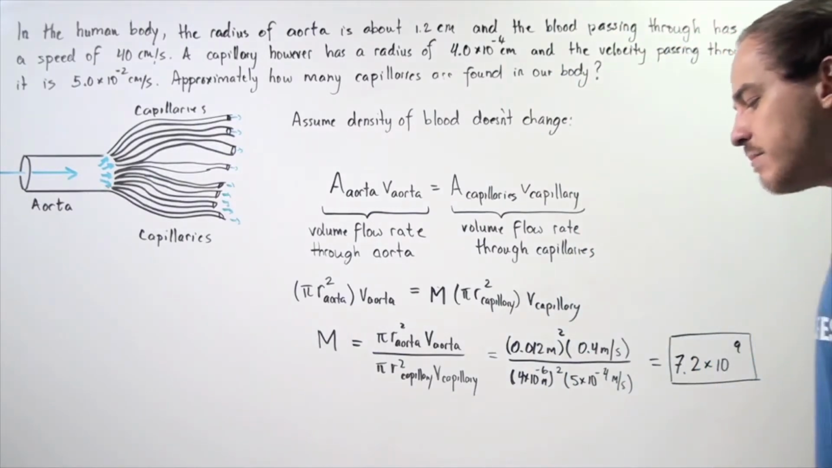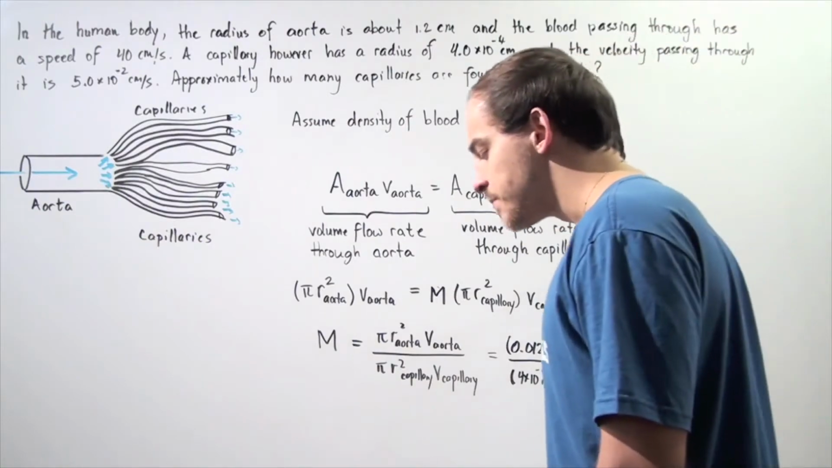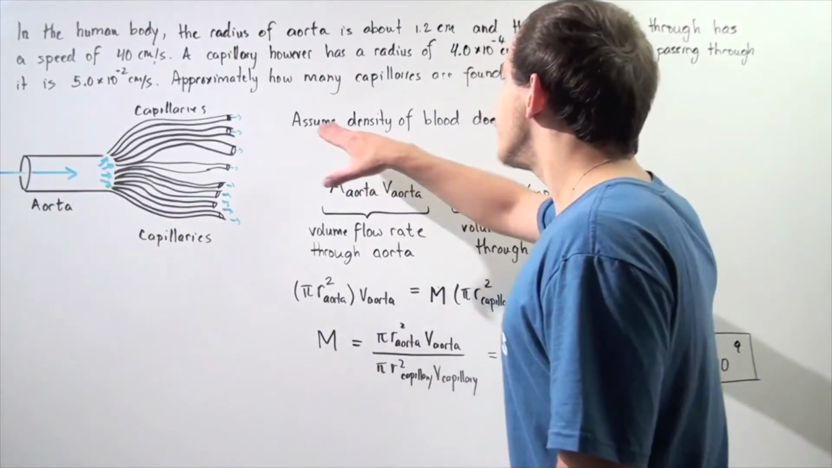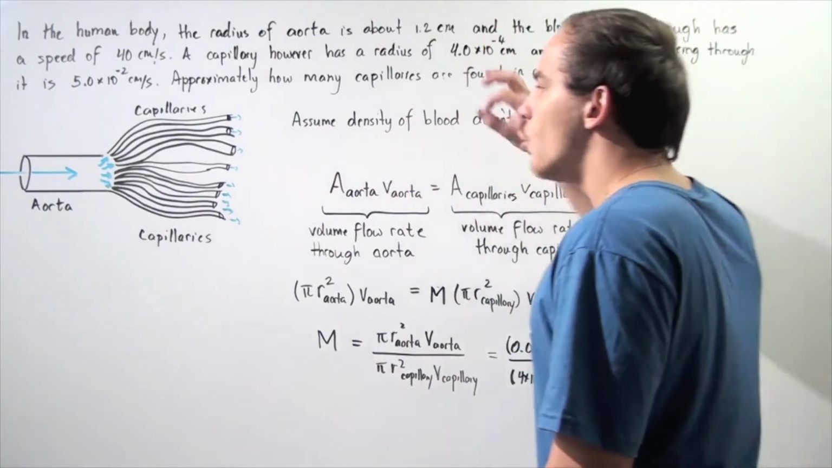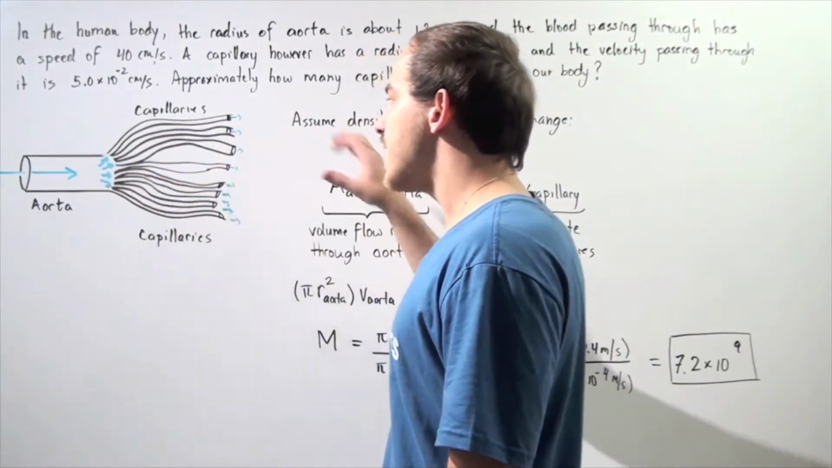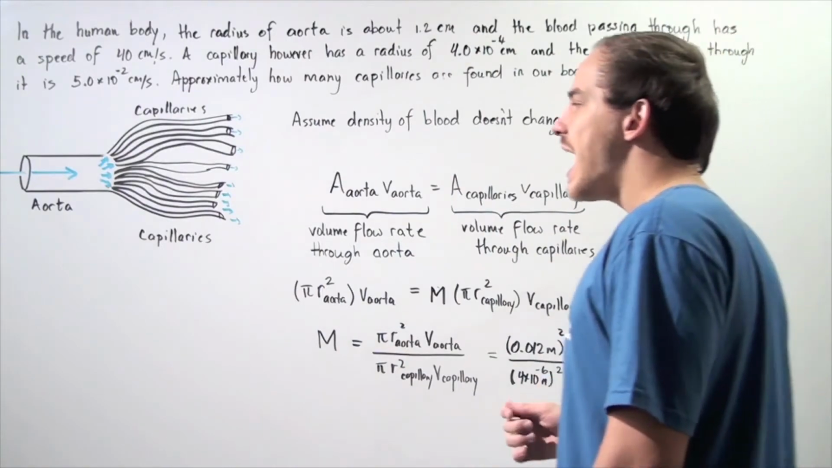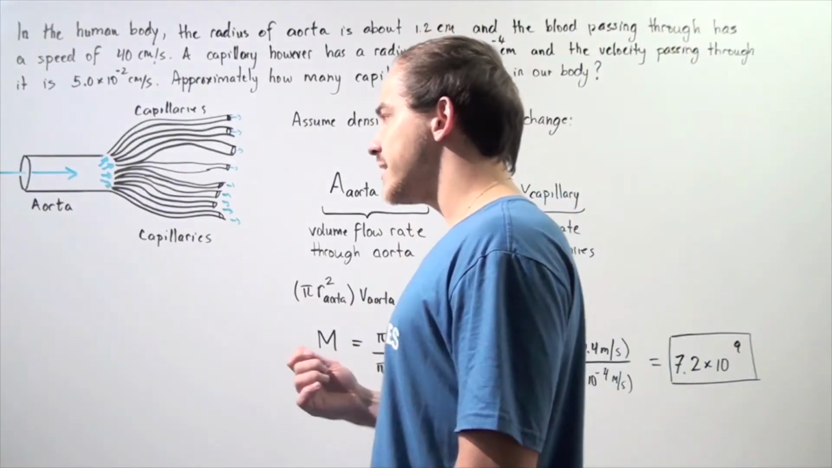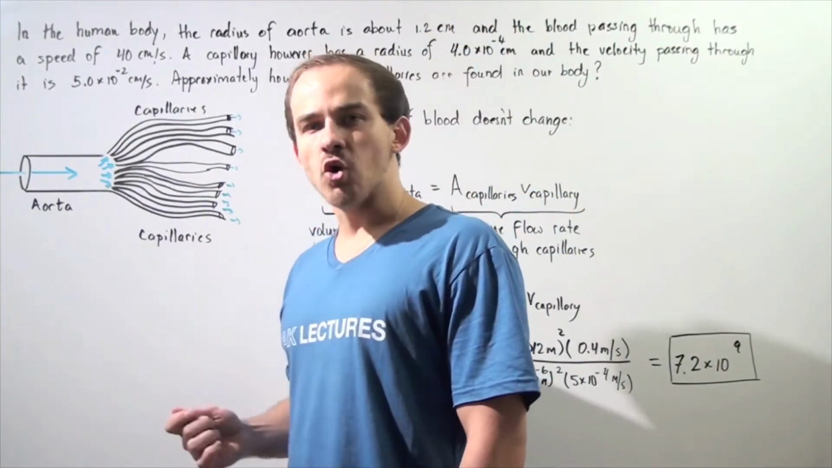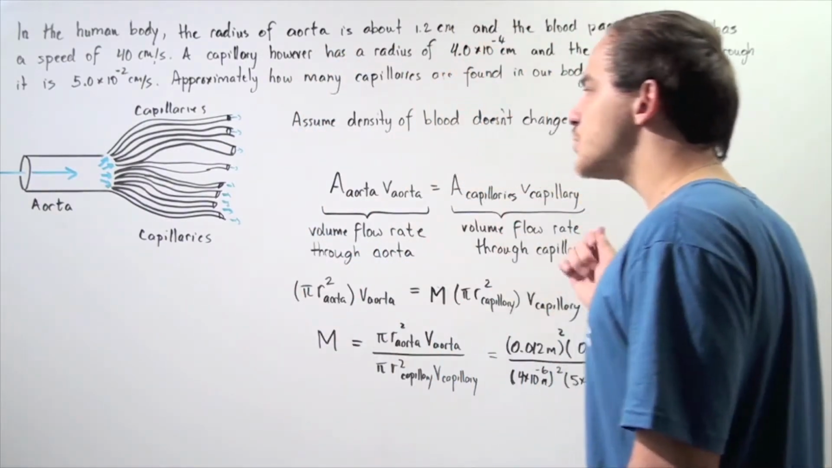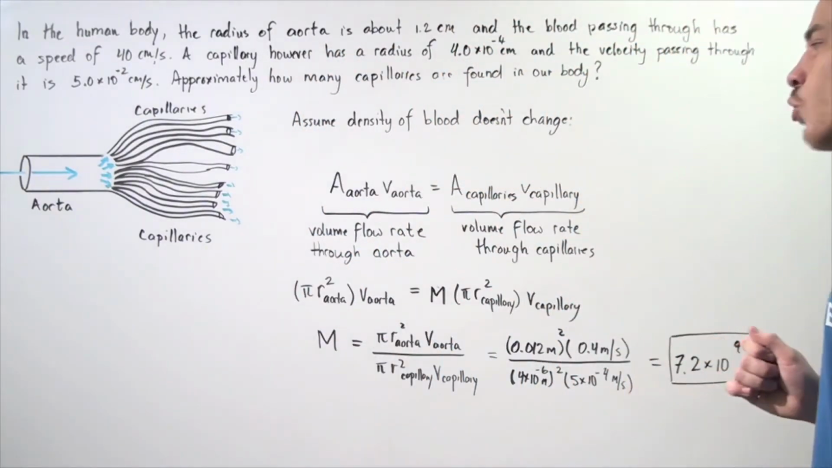So, we begin by making two important assumptions. Assumption number one, the density of the blood within our blood vessels does not actually change, it remains constant, and our blood experiences laminar flow. Using that, we can use our continuity equation.